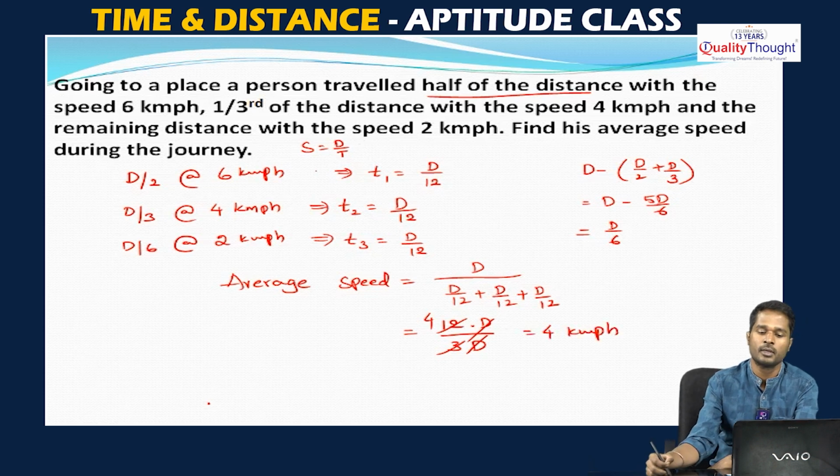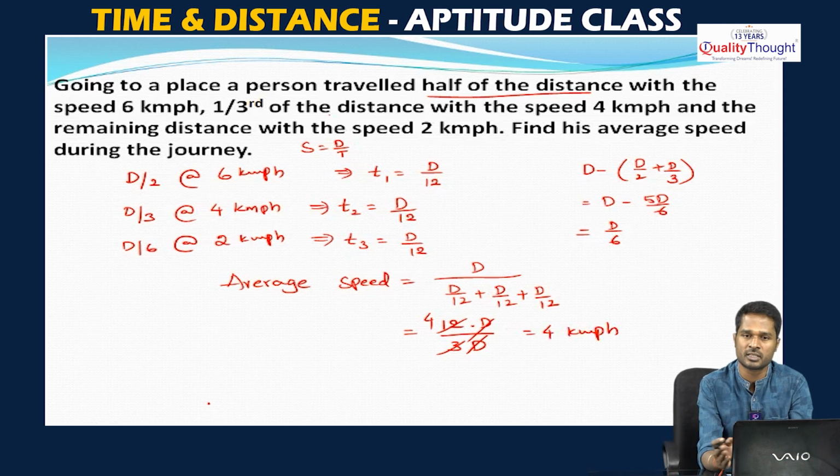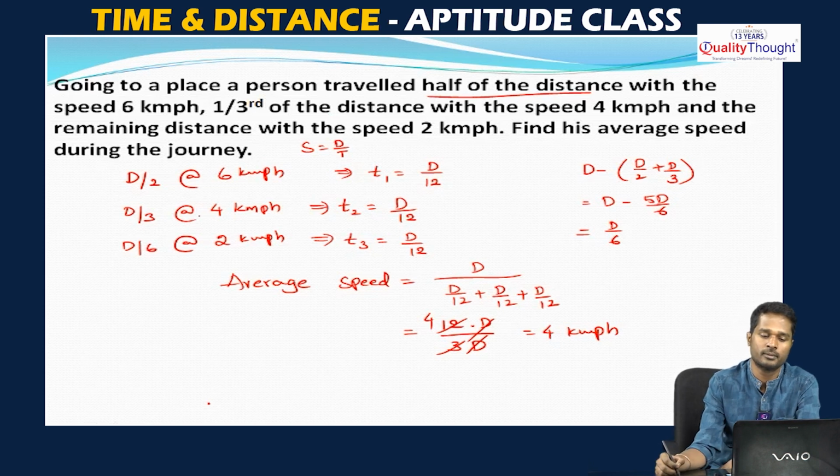It's very simple. The total distance is divided into 3 separate parts. For the first half he travelled with the speed 6 kilometers per hour, and 1/3 of the distance he travelled with 4 kilometers per hour, and the remaining distance he travelled at 2 kilometers per hour. So d by 2 is half the distance at 6 kilometers per hour. The time taken we calculated as d by 12, and d by 3 is the distance at 4 kilometers per hour speed, time is d by 12, and d by 6 is the remaining distance, travelled at 2 kilometers per hour, again the time is d by 12.